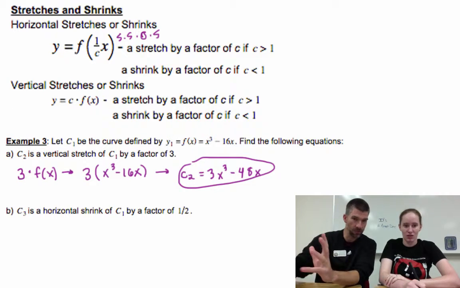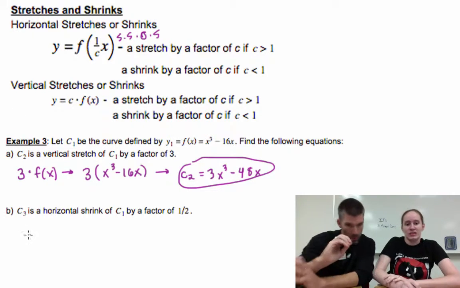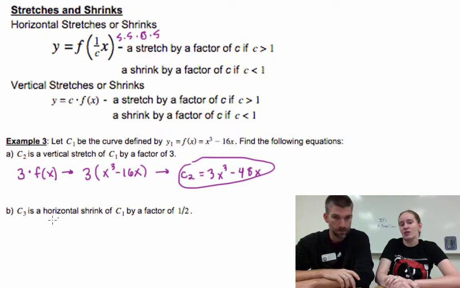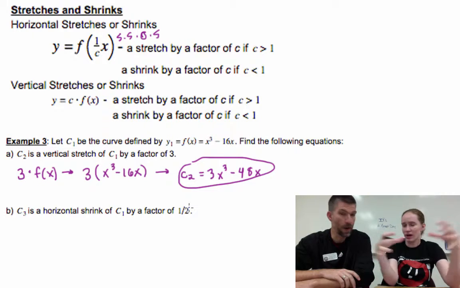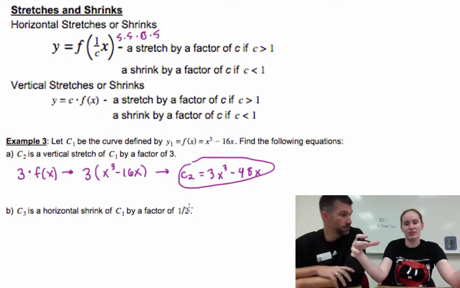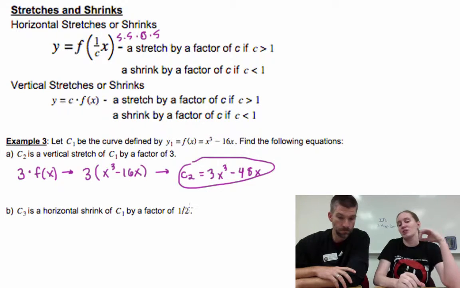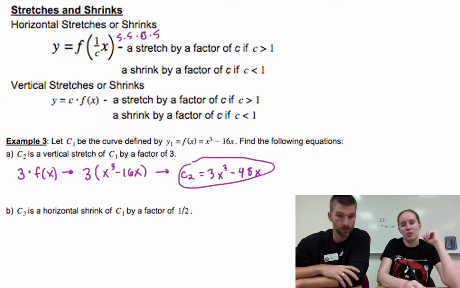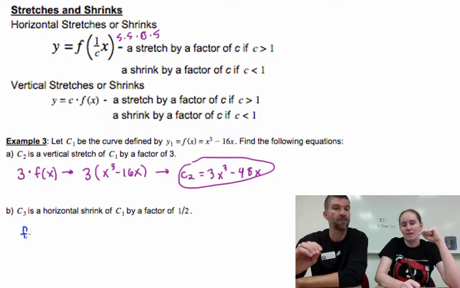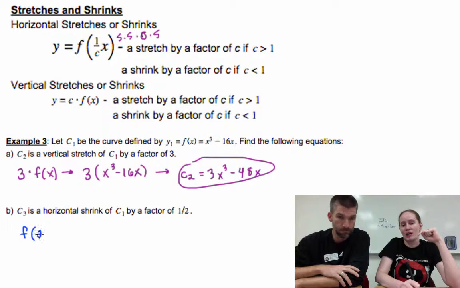Now this one, pay attention, because this will be a little bit more tricky. C3 is a horizontal shrink of C1 by a factor of 1/2. So we're shrinking by a half, and we're talking about the x values. Horizontal is talking about your x values, so what we do has to directly affect x. So it's going to be on the inside, which means we've got to super secret oppositely flip it. We're not working with 1/2, we're working with 2/1. So I'm going to multiply the inside of my function by 2.